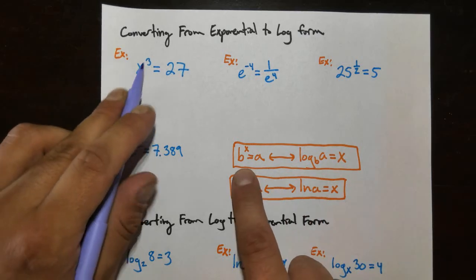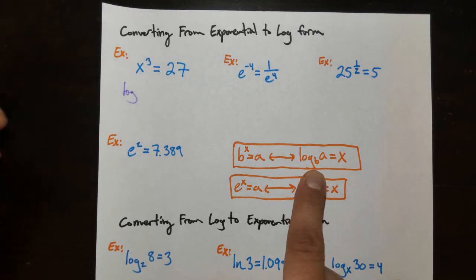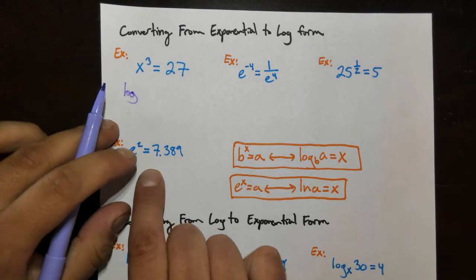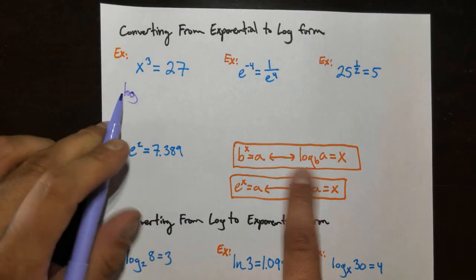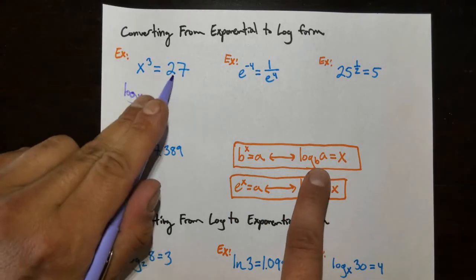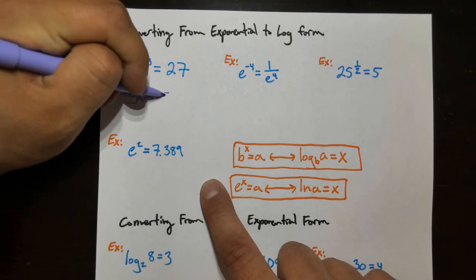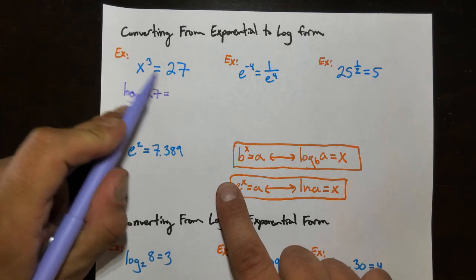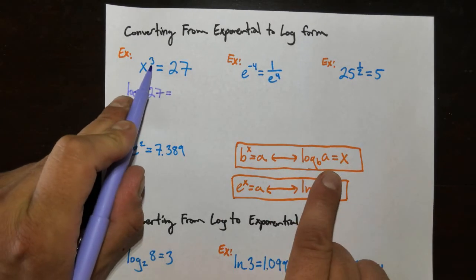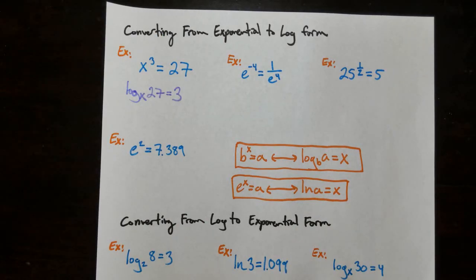So x cubed equals 27. Well, I'm going to write it in log form, so I'm going to start off writing my log. So there we go. And log base is b. Well, the base here is x, so log base x of a, and a is 27, so log base x of 27 is equal to our x, which in this case is 3. So hopefully you guys can see what's going on here. I'm just rearranging the values here. All right, let's take a look at this one.